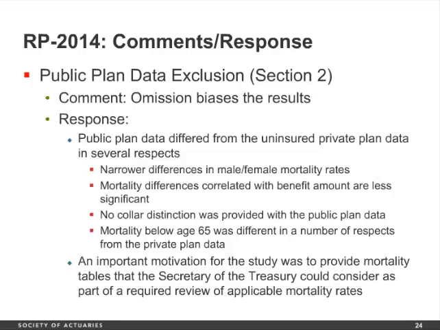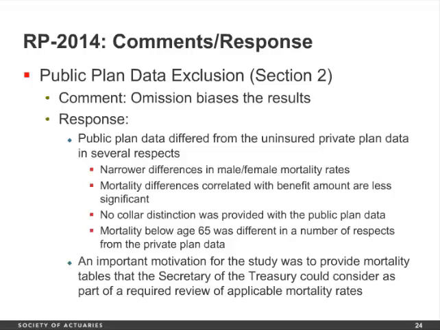In addition, there was no collar distinction provided with the public plan data, so we could not divide the public plan data into blue collar and white collar. And if we'd included the public plan data, we couldn't describe how much of the data set was comprised of a particular collar's data. And also, there were significant differences in mortality patterns below age 65 between public and private plan data.